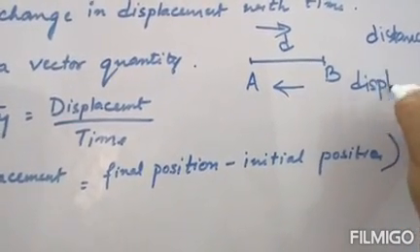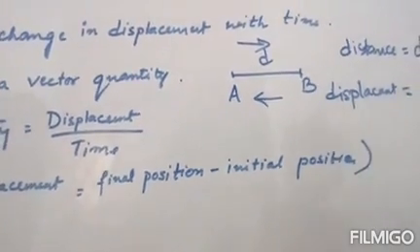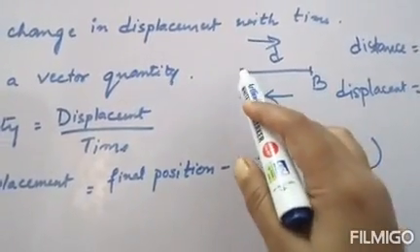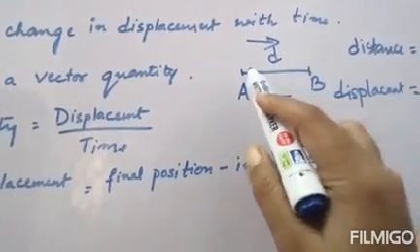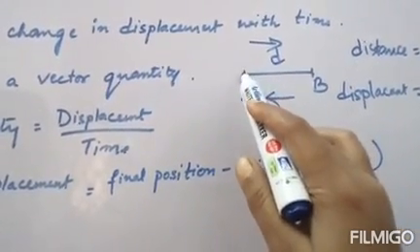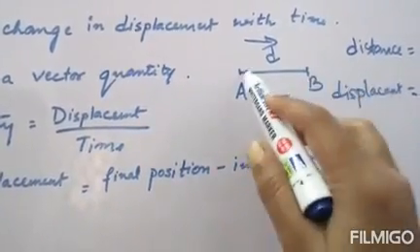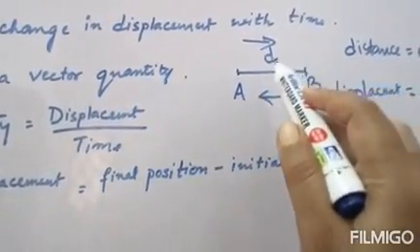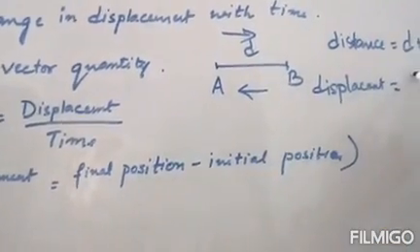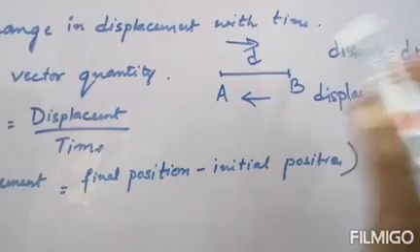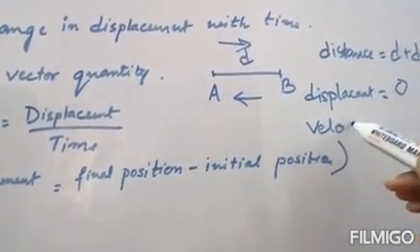I told you, it is the change between the initial and final position. Now see, it has gone through a certain distance, but it has come to its initial position only, so there is no change in displacement. That means displacement over here is 0. In this case, velocity will also be 0.